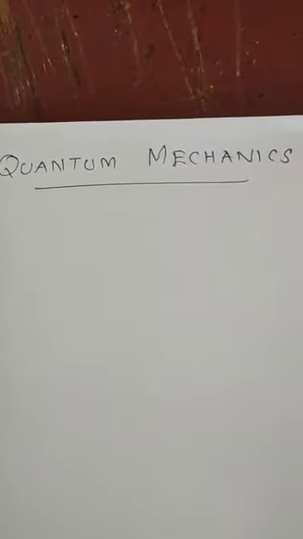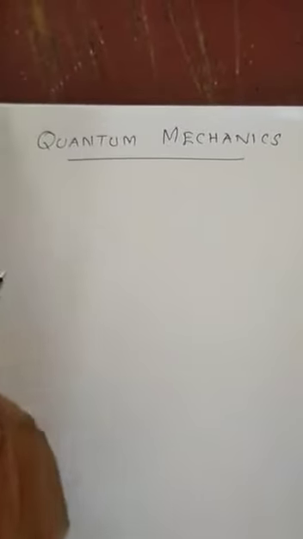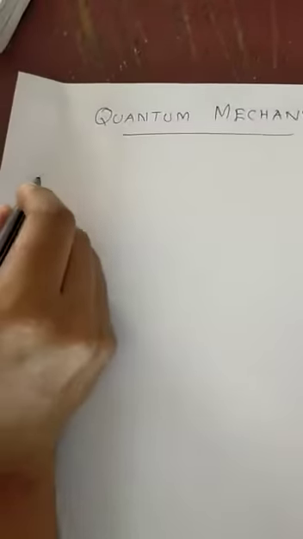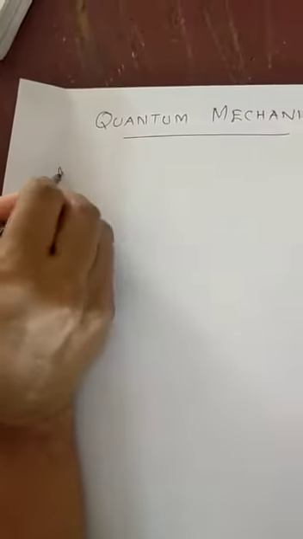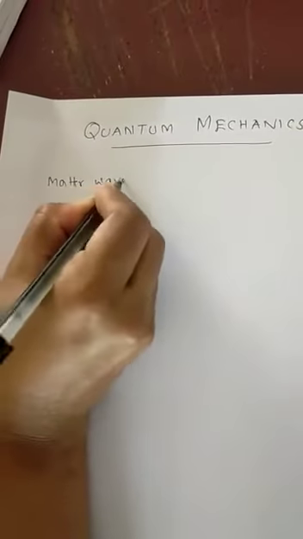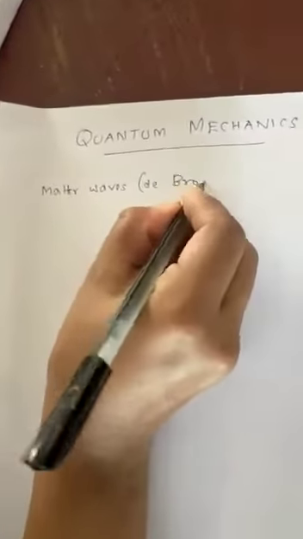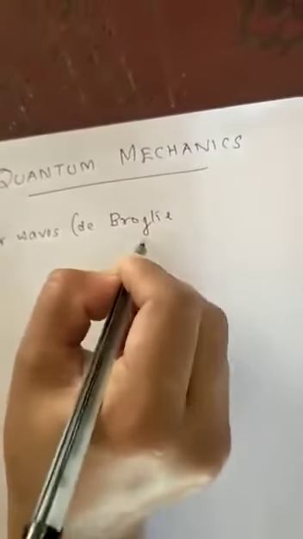Quantum mechanics is the science of the microscopic world. To predict the events in molecular, atomic and nuclear domains, we need quantum mechanics. Quantum mechanics rests on the wave nature of matter proposed by de Broglie, that is, matter waves or de Broglie waves.